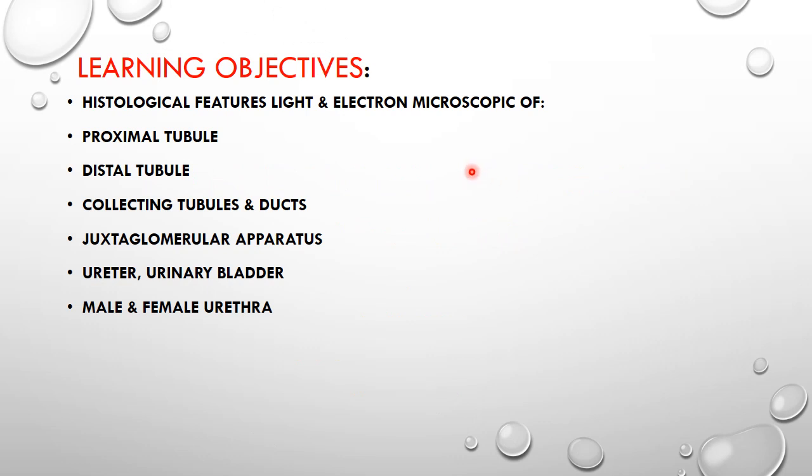In this lecture, we'll discuss the histological features, both the light and the electron microscopic appearance, of the proximal tubule, the distal tubule, collecting tubules and ducts, juxtaglomerular apparatus, the ureter, urinary bladder, and the male and the female urethra.